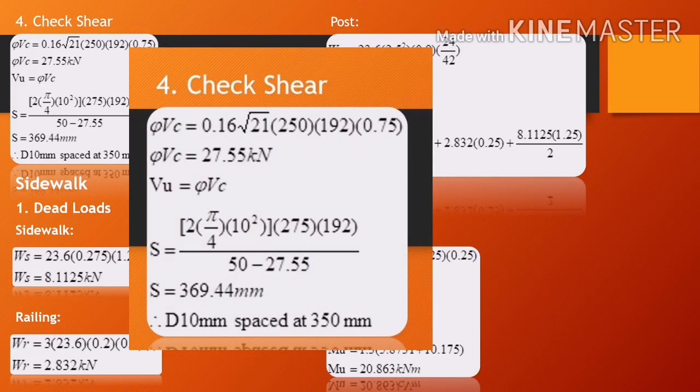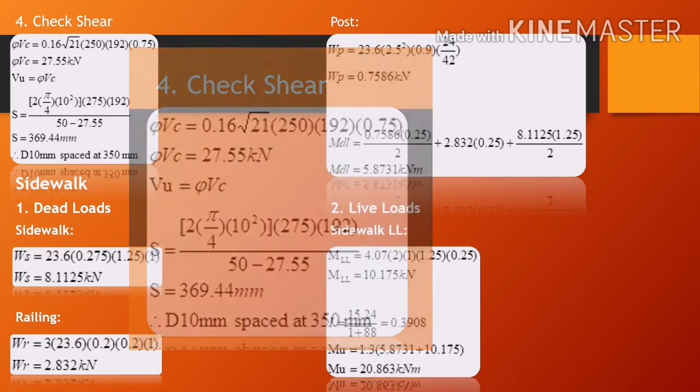Phi Vc is equal to 0.16 phi square root of fc' bw d, which we computed to be 22.55. To check for the spacing of stirrups, we use the formula Av fy d over Vu minus phi Vc. The computed spacing is D10 mm spaced at 350 mm.